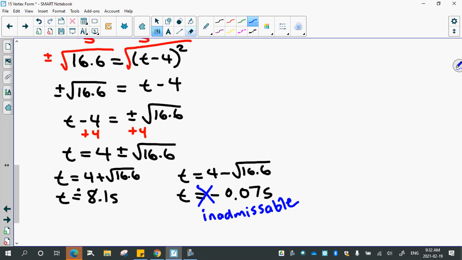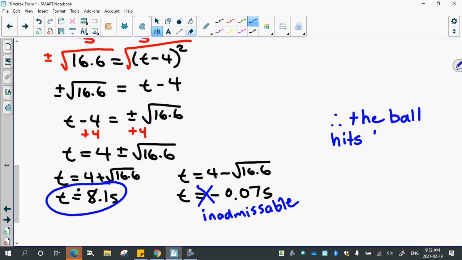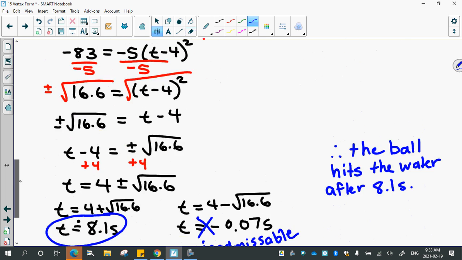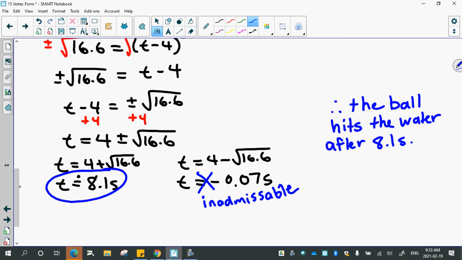So now that we know the answer, therefore, the ball hits the water after 8.1 seconds. Okay? So there's a lot of steps there in order to get t by itself.